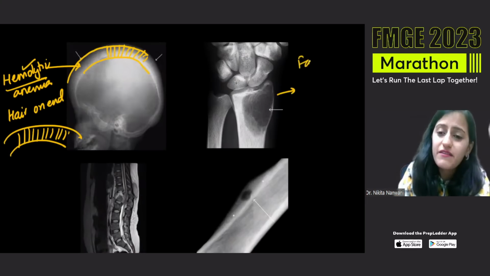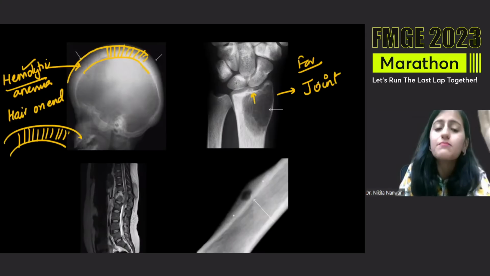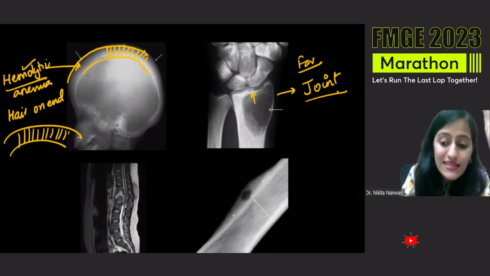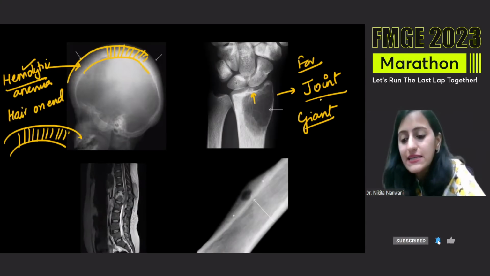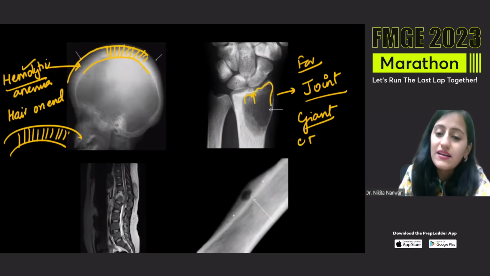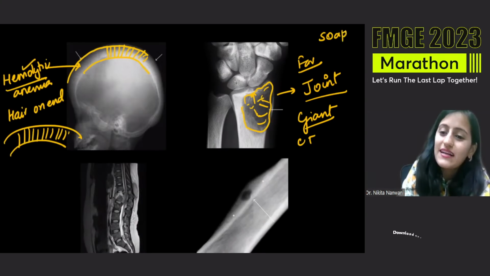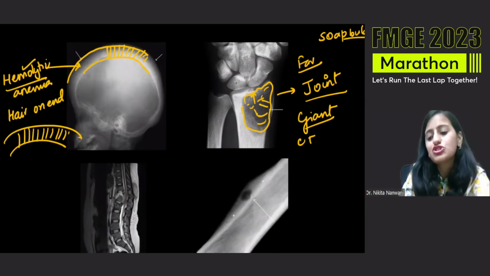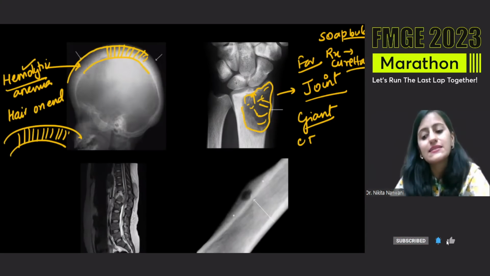Next one, another favorite with the examiners, a bone tumor which goes till the joint surface. Remember, involving the joint is the giant. So that is giant cell tumor involving the articular surface. It is expansile. It has this soap bubble appearance, the multiple trabeculations. So that is soap bubble, and this is giant cell tumor. The treatment is asked. Remember, the treatment is extended curettage.